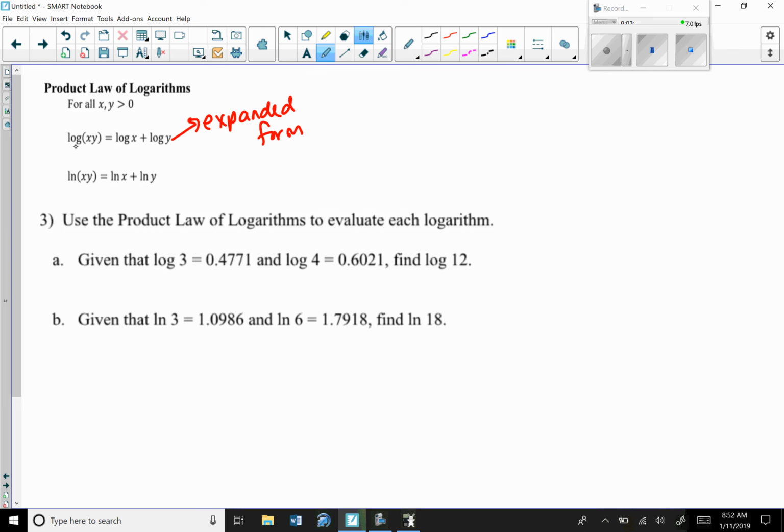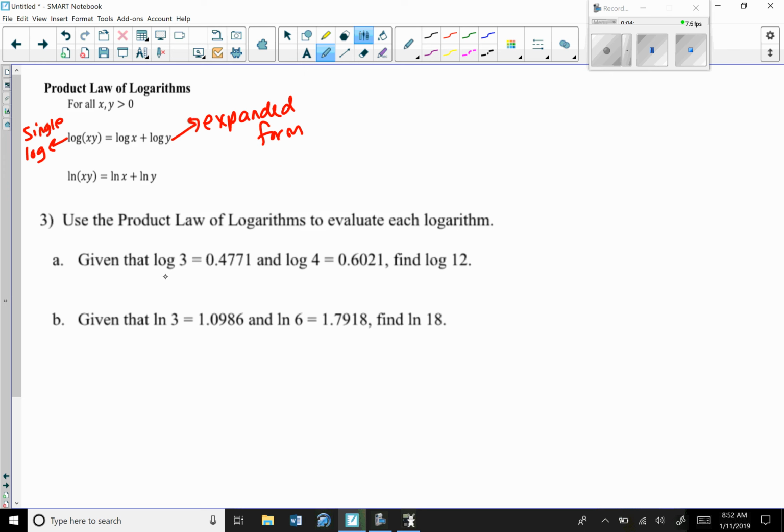Whereas this side is just written as a single log. So same thing for natural logs. The natural log of xy is equal to the natural log of x plus the natural log of y. So for this one, it says, for number 3, we want to use the product law of logarithms to evaluate each logarithm.